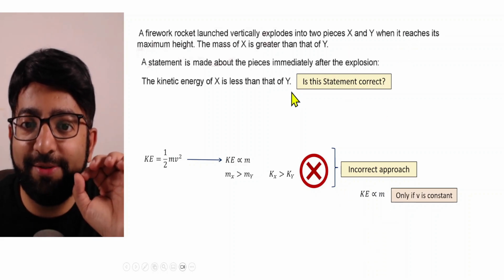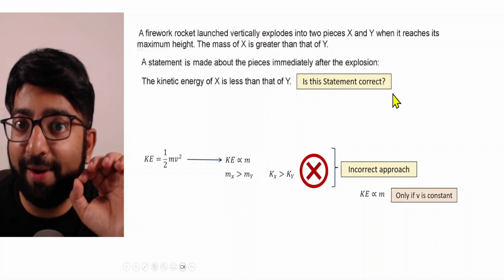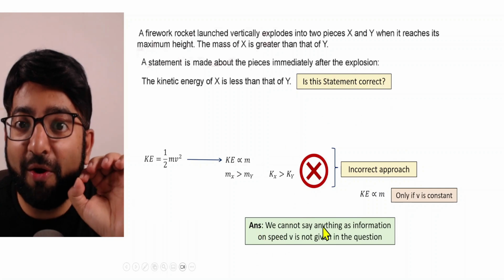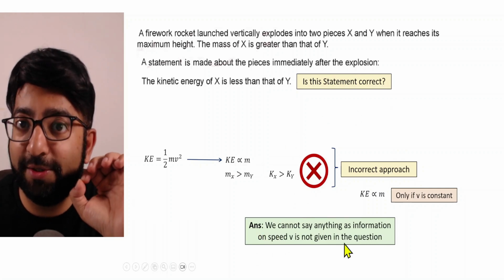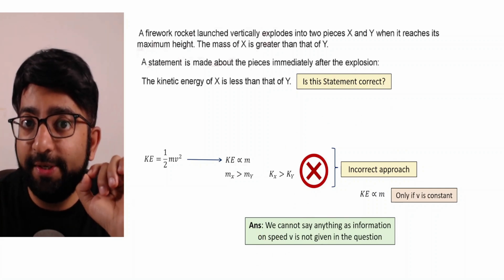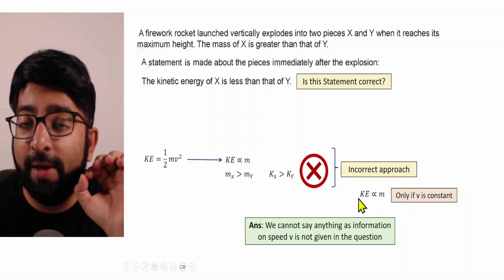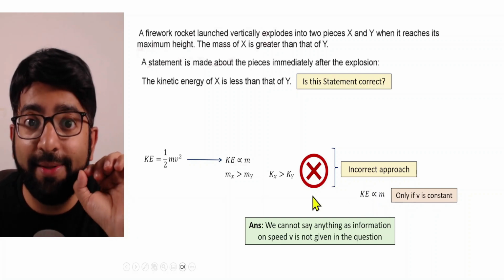So, what is the answer? The question was, is this statement correct? The correct answer is this. Please read it out: we actually cannot say anything as no information on speed is given. Since that information is lacking, we cannot use this proportionality. So, kinetic energy is not directly proportional to m in this case.